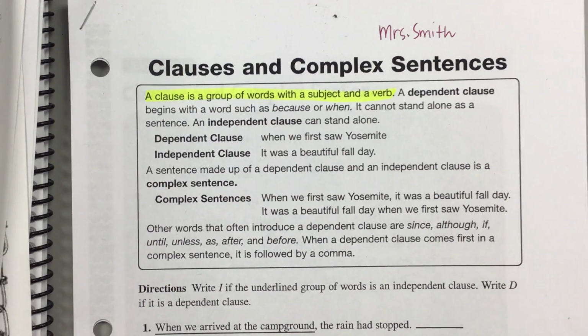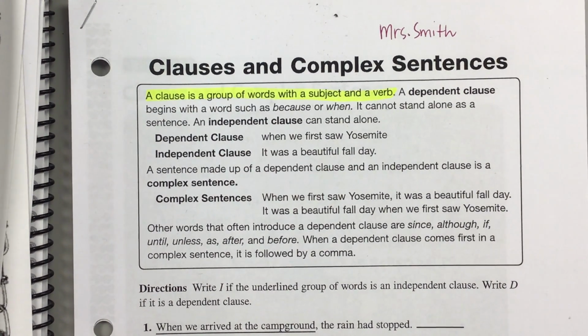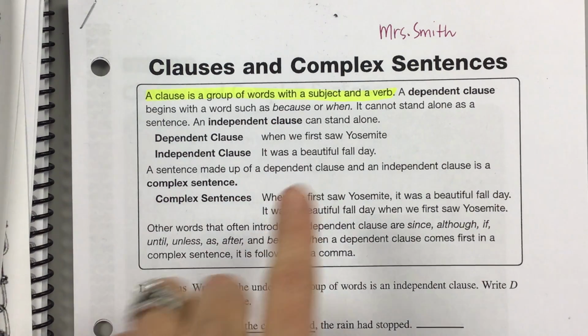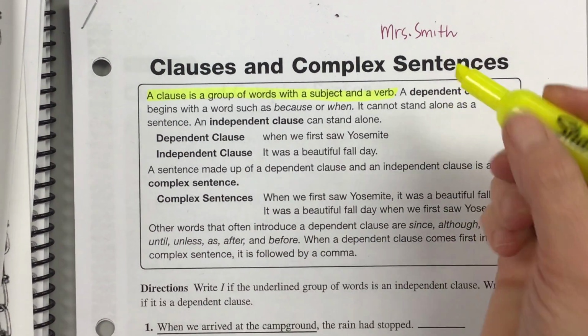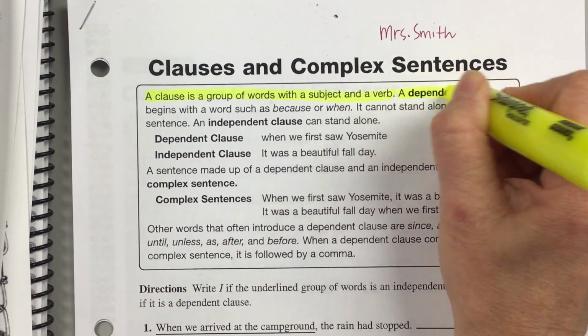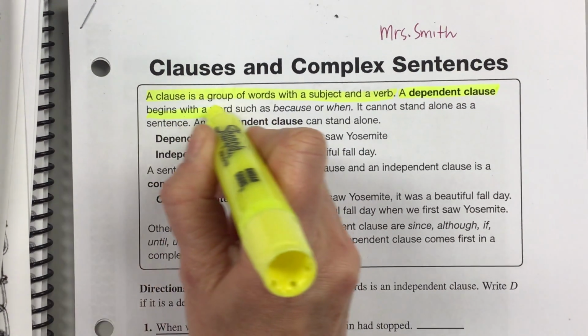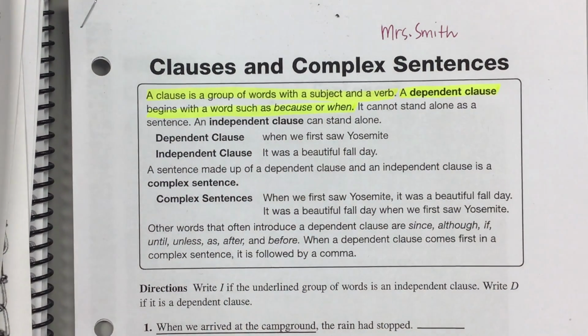Okay, that's exactly correct. The 5 parts of a sentence are that it has to have a subject, it has to have a verb, it has to have a capital letter, it has to have a punctuation mark, and this last piece is really important. It has to make sense. Okay, it has to make sense all by itself. And that is going to be the big difference maker between a clause and a sentence. A dependent clause begins with a word such as because or when.